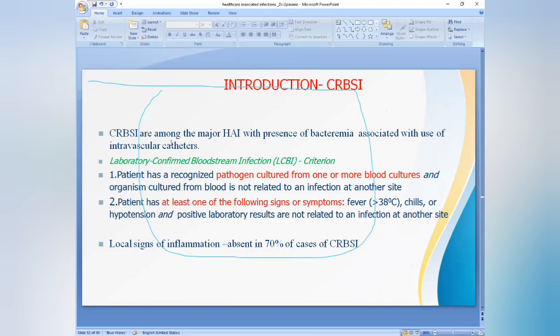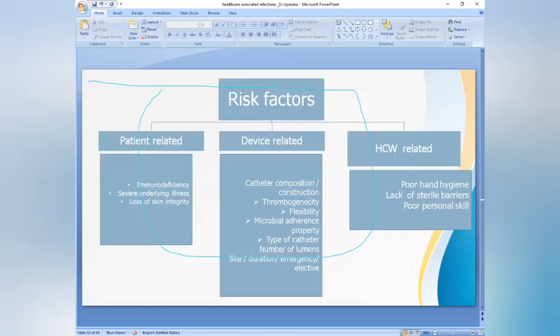It has to be identified that at the time of screening the bloodstream for ruling out bloodstream infections, please ensure 2 blood samples are generally sent. And at least one of the following signs and symptoms: fever, chills and rigor, and positive laboratory results which are not related to an infection at another site. So for blood infection, the organism has to be there, one of the signs and symptoms has to be there, and either of the bottles has to come positive for laboratory confirmed bloodstream infection.